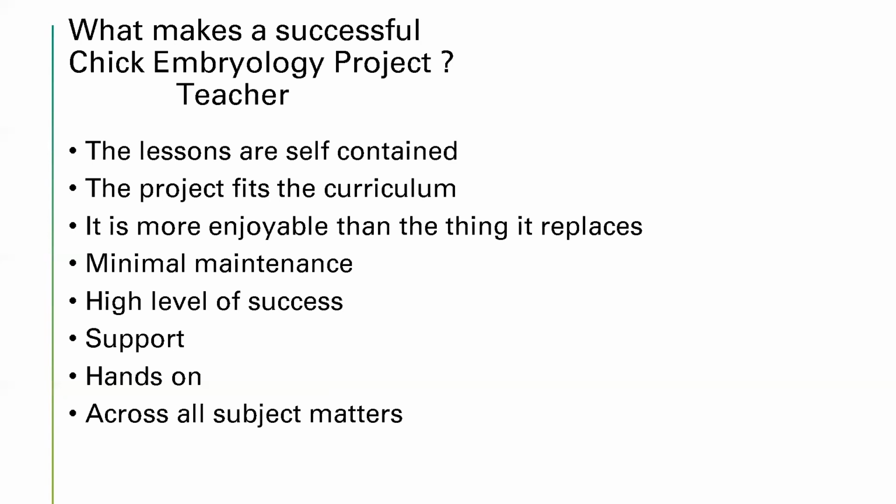Again, one of the things is time management, they want minimum maintenance. They want to be able to conduct something and have minimum responsibility to maintain a system. They will monitor something, but they don't want something that requires large amounts of their time. They also want high levels of success, particularly about hatching. They want the kids to experience hatching of a baby chick, and they want to see it. And they hope to have a high level of success when they do that.